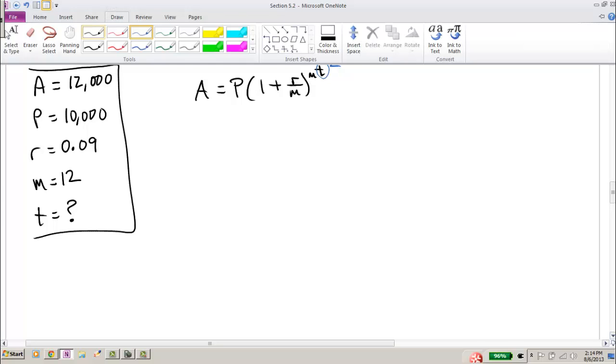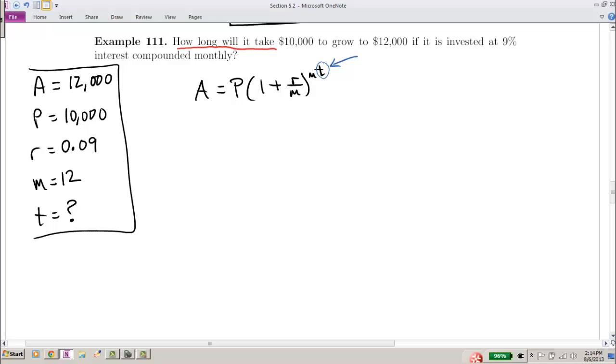So let's throw in the values that we know here and see how far we can get and where logs come into play. So A is 12,000, P is 10,000, then in the parentheses 1 plus 0.09 over 12, and M is 12, so our exponent is 12t.